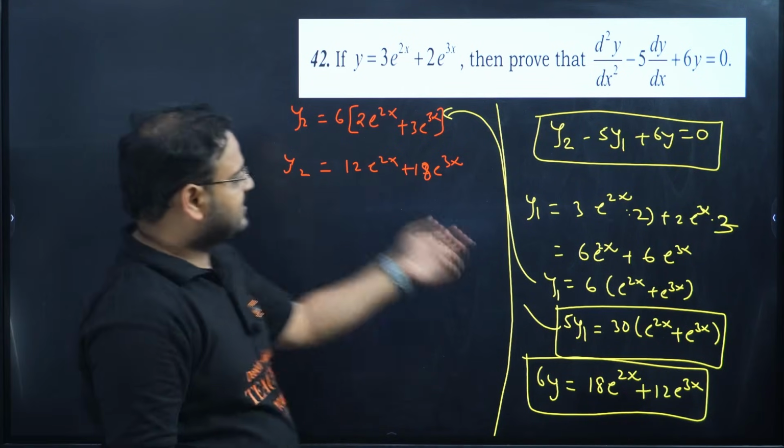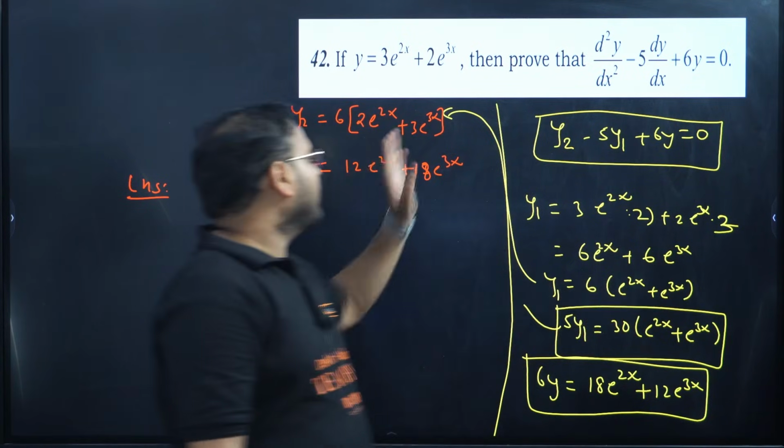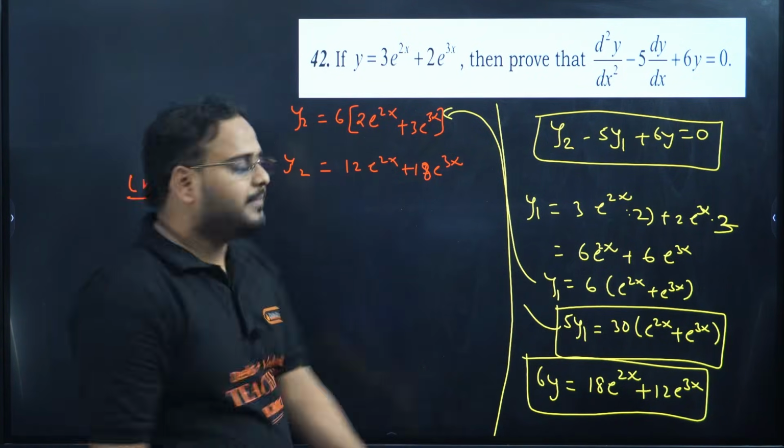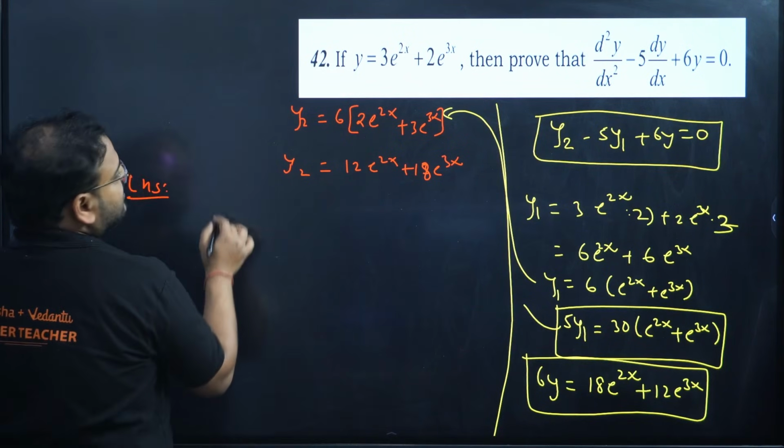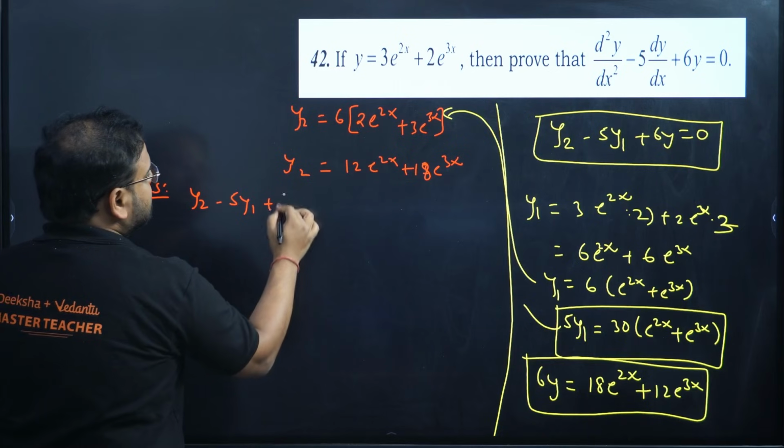Correct, no? 6 is the constant. e power 2x derivative is e power 2x into 2, e power 3x into 3 for the second part. Okay, club this together. LHS. What is LHS? y2 minus 5y1 plus 6y.